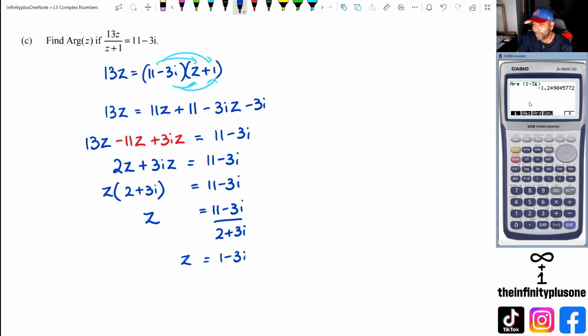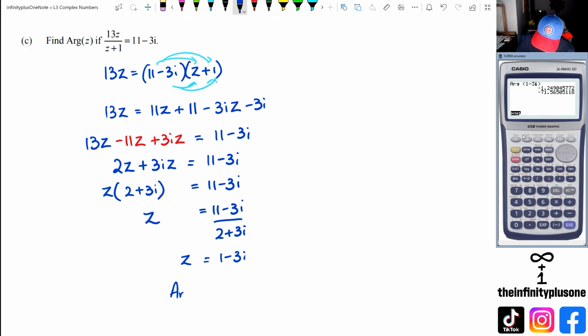Good old brackets, I forgot the brackets. So you've got to put brackets for the argument of 1 minus 3i. Now this answer is in radians. If you would like it in degrees, we can just go down here, click on degrees, press equals again, and that's going to give the answer in degrees.